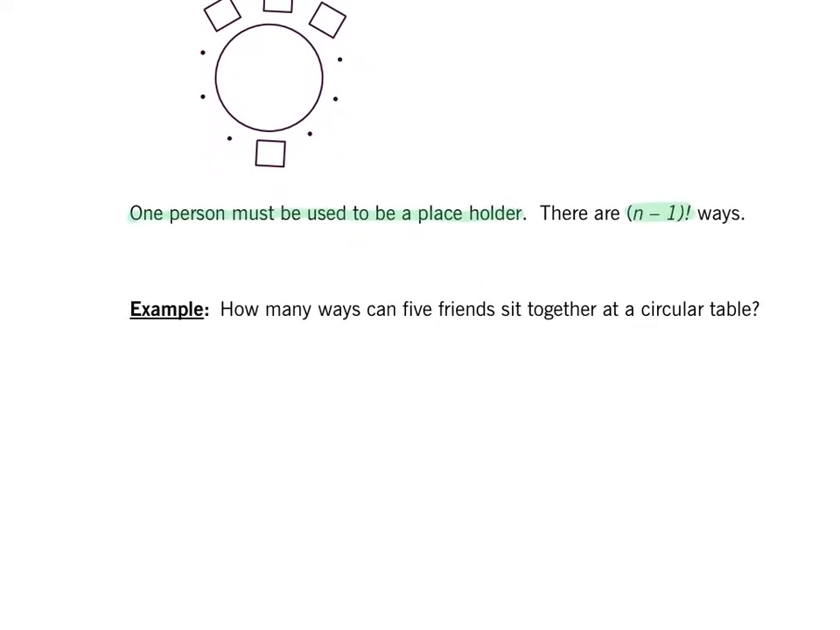So how many ways can 5 friends sit together at a circular table? If you would like, you could draw this out. Placeholder, then there's still 4, 3, 2, 1, so 4 factorial ways. So there's 24 ways of seating your friends at a circular table. Okay?